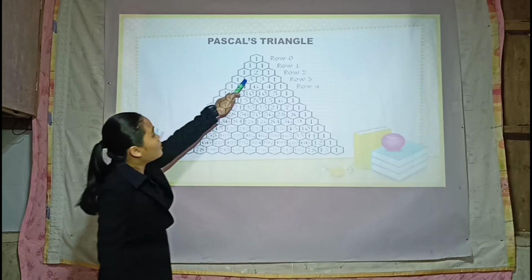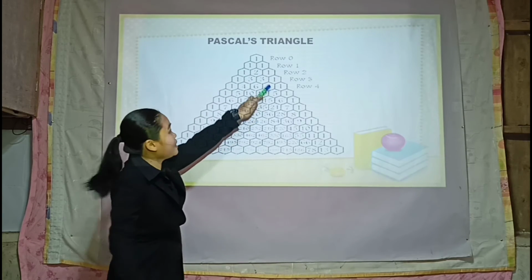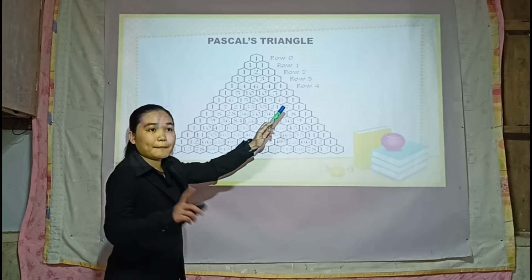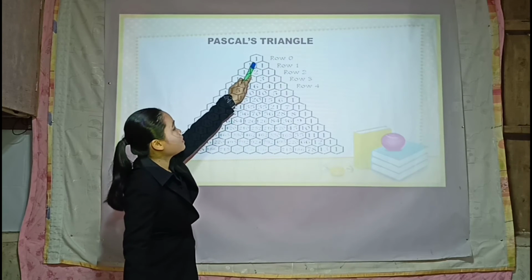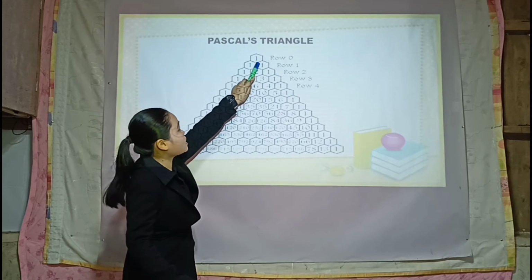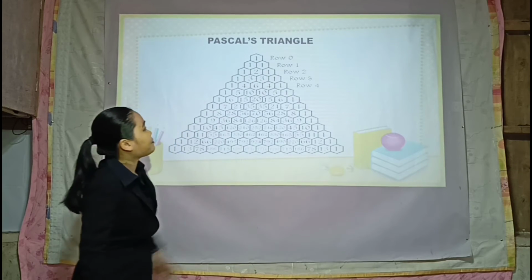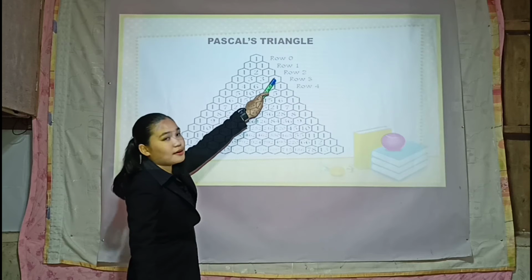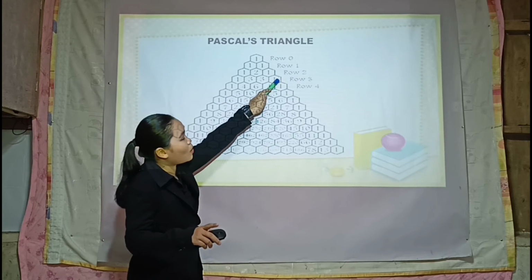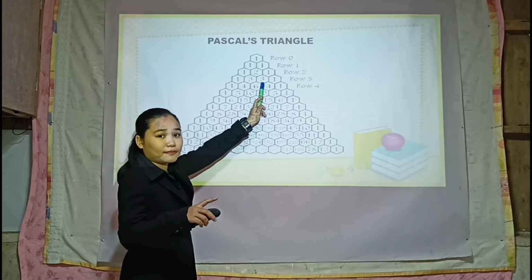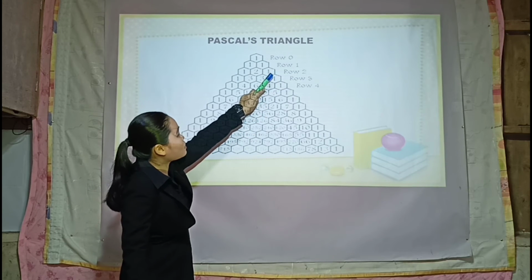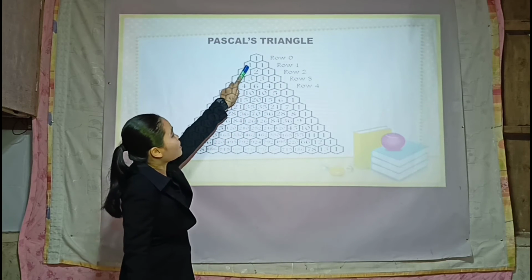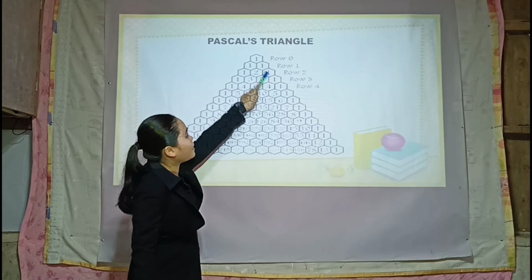So, here, row 0, our n here is 0. So, n plus 1, we have only one term. So, the coefficient in row 0 is only 1. And then, in row 1, so n plus 1, our n here is 1. N plus 1, we have 2 because 1 plus 1 is equal to 2. And those 2 terms, the coefficients are 1 and 1.